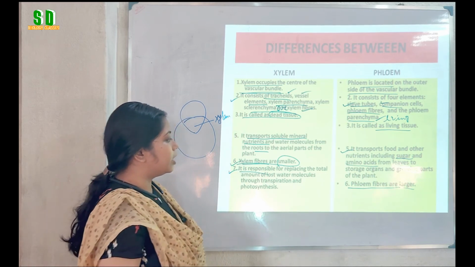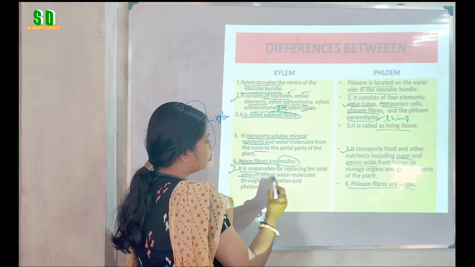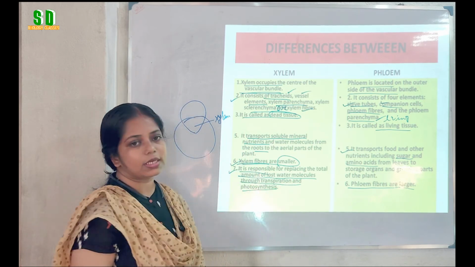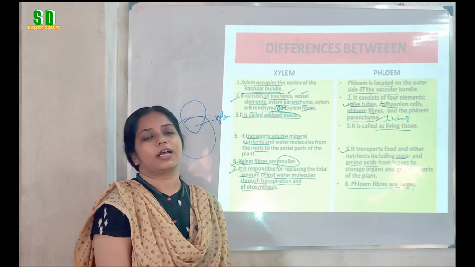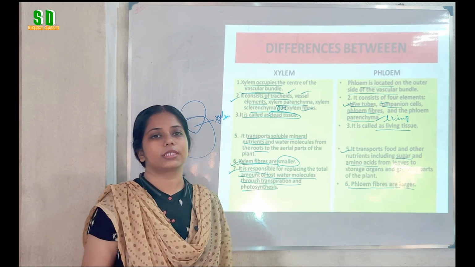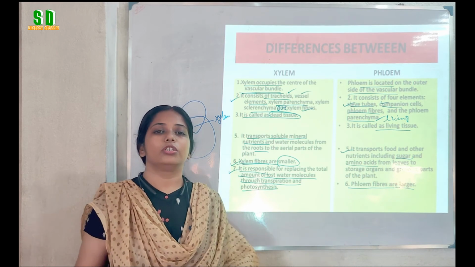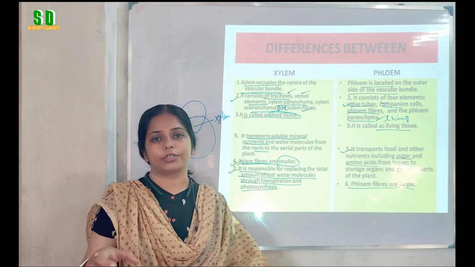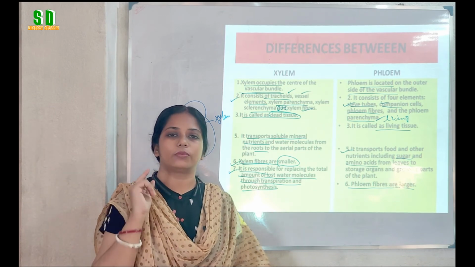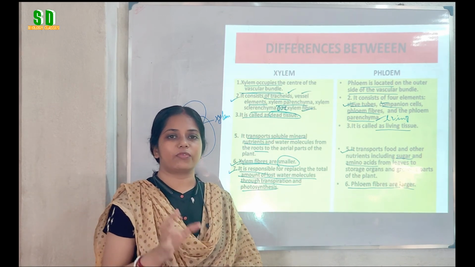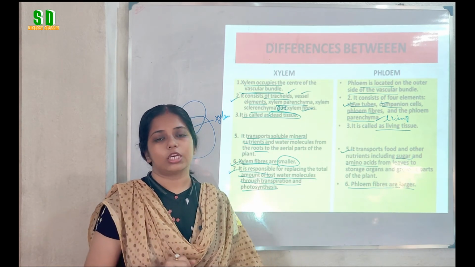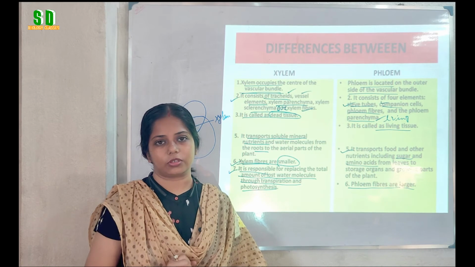It is responsible for replacing the total amount of lost water molecules through transpiration and photosynthesis. Till now, in earlier classes, we have also learned that in photosynthesis, plants need water. So, water is absorbed by the root hairs, but the water should be carried to the leaf where the food is prepared by the process of photosynthesis. So photosynthesis needs water molecules.